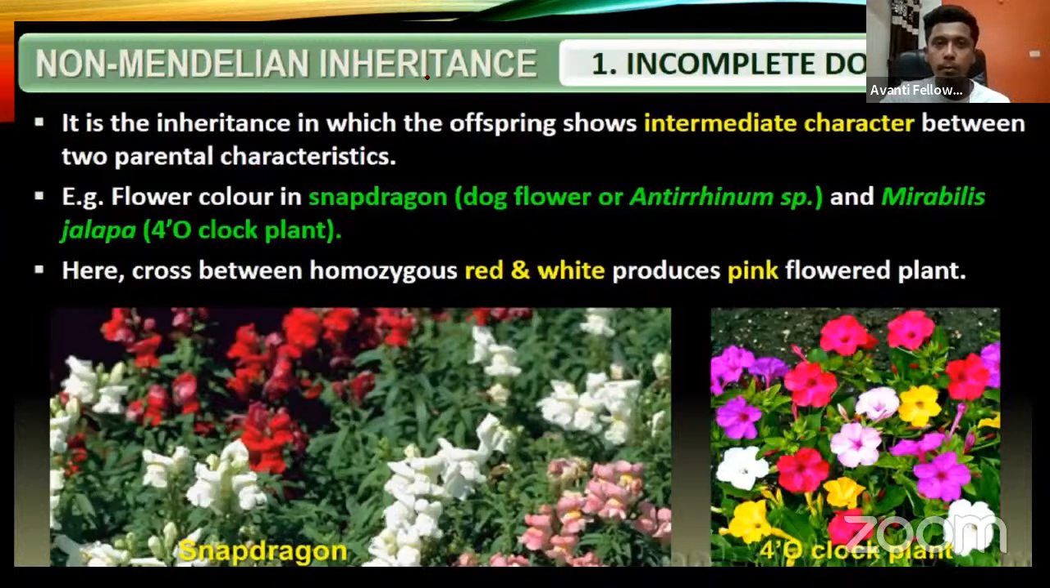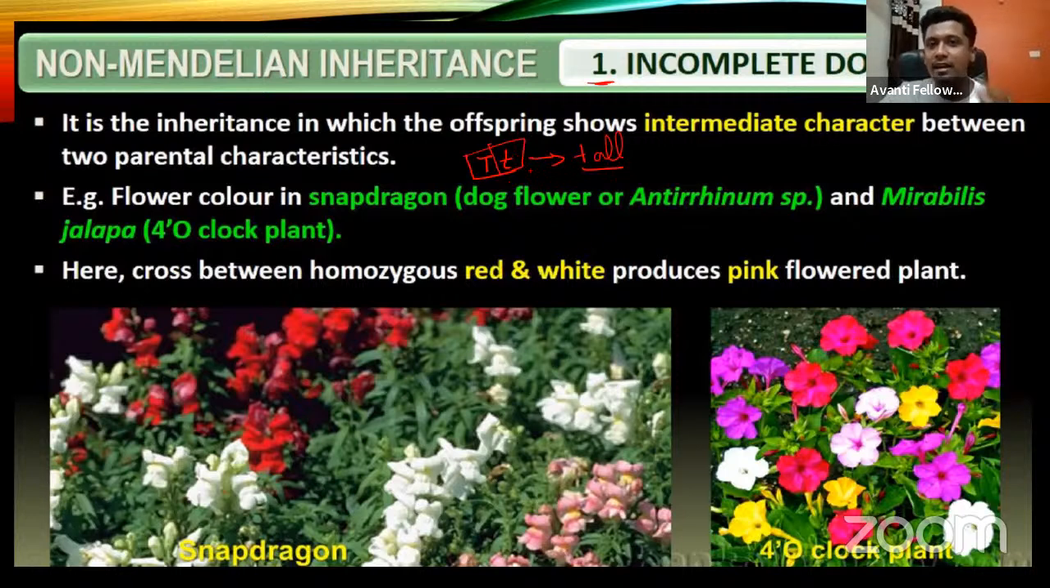For the first case of non-Mendelian inheritance, our example is incomplete dominance. So what happens in incomplete dominance? Whenever two alleles are present in a heterozygous condition, what happened? For example, in a monohybrid cross of capital T and small t, this is a heterozygous condition. In heterozygous condition, what was our expression? We got a tall plant. The reason we got a tall plant is because the capital T was completely expressing over small t. That means capital T was completely dominating over small t.